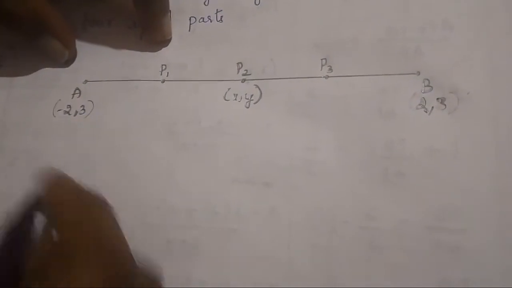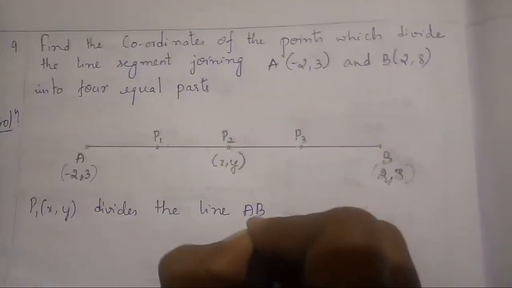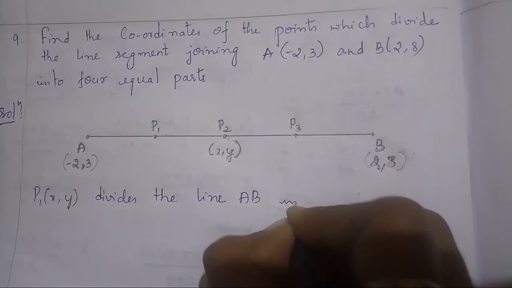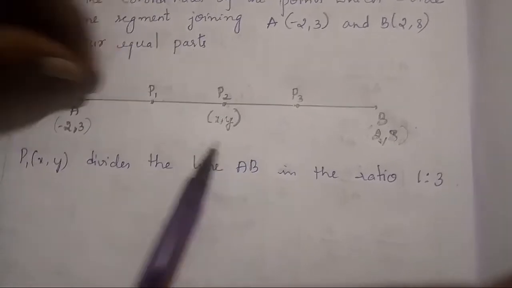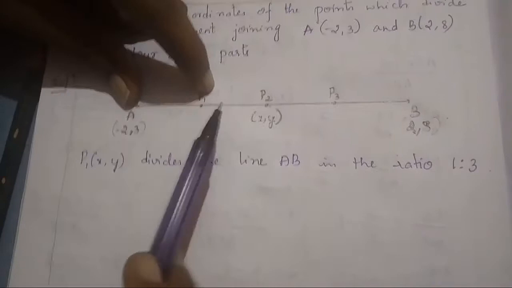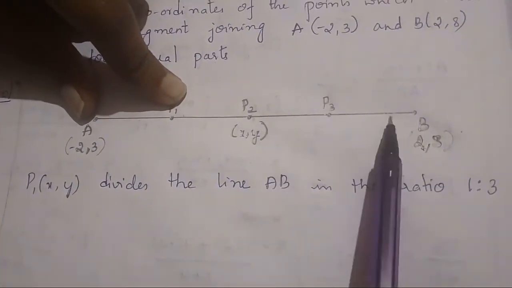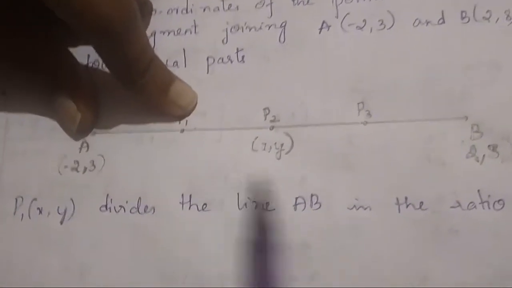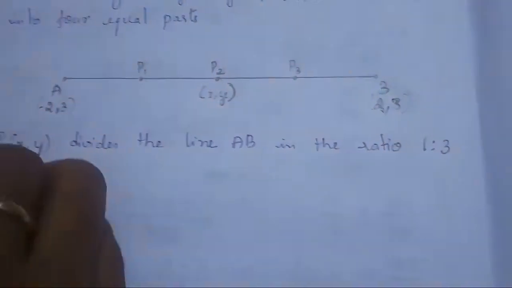This can be divided as P1 of x, y divides the line AB in 1:3. That means 1:3 means P1 of x, y. I have taken this as 1 segment, then the remaining as 3 segments. That is 1, 2, 3. That is 1:3 segment. The ratio will be divided. Okay. Now this P1 of x, y.